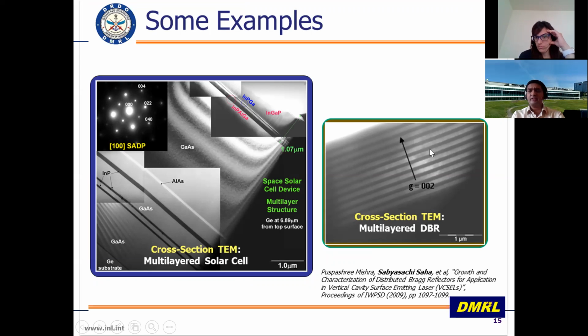Then the second example is a distributed Bragg reflector for a vertical cavity surface emitting laser structure that we were studying. This is a gallium arsenide, aluminum arsenide, multi-layered heterostructure, and we're interested in studying the interfacial roughness. So this is just highlighting the features of interest and how we are looking at those things.